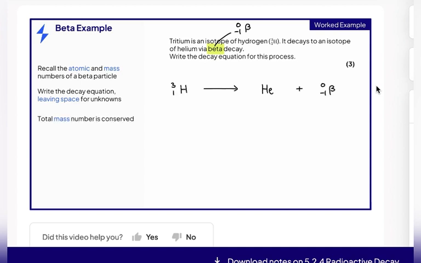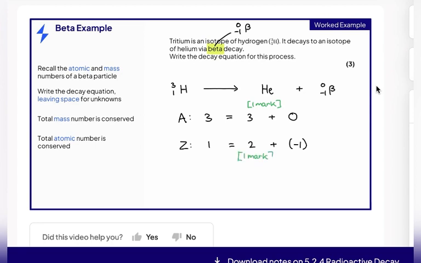As with the first example, we'll equate the mass numbers, showing that the helium isotope has a mass of 3. And that's mark 1. The same tactic for atomic number shows that the atomic number of helium is 2. You should always take extra care with the beta particle's minus sign. That's our second mark. Finally, we put all of that into the decay equation, which leaves our answer. And that's our third mark.